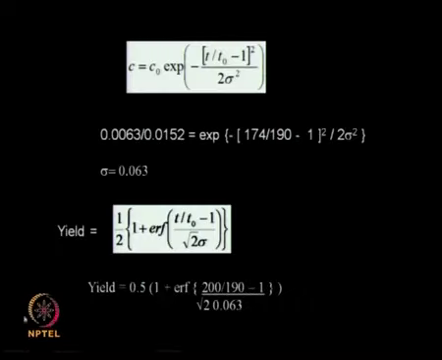So if you want to do that sort of calculation, we can use these equations. The main equation that comes here is yield is equal to 0.5 multiplied by 1 plus erf of (T divided by T naught minus 1) divided by square root of 2 into sigma. So T naught is your retention time, and T is the time up to which you are collecting your sample. Sigma you calculate from the previous data which is available. Sigma T naught is the standard deviation of the Gaussian distribution.